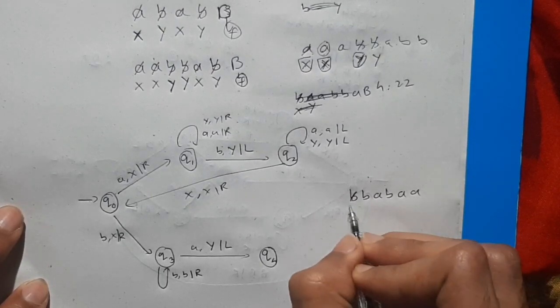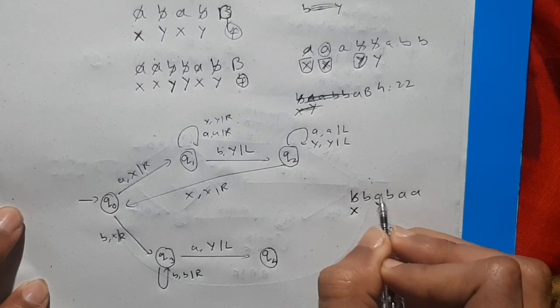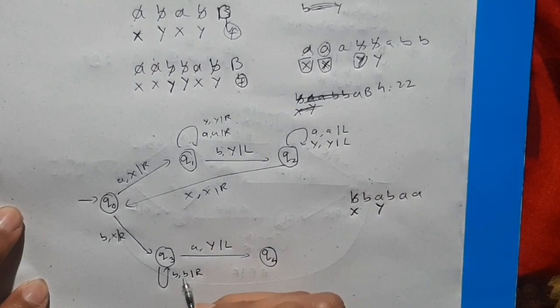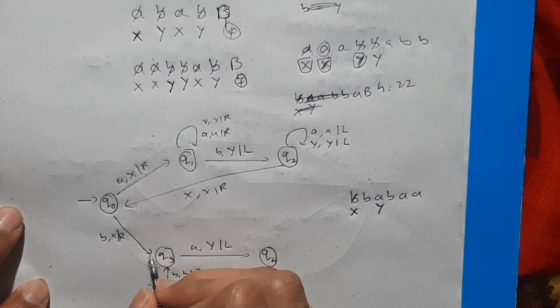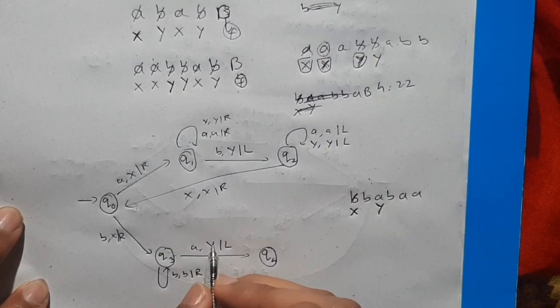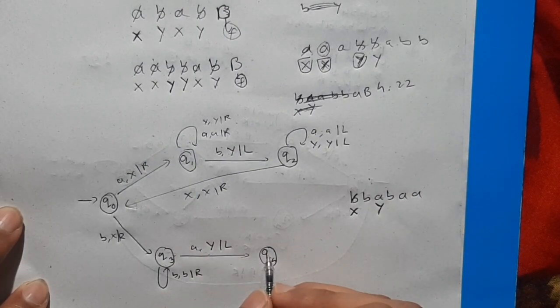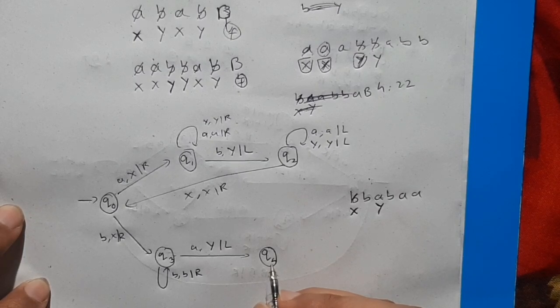This is replaced by x, and I came here. This is replaced by y. Again I came back here. I ignored a number of a's, meaning after this position x, this was ignored, and a is here. A is replaced with y, and at this position I have to ignore n number of b's. So here also I have to ignore n number of b's, right?